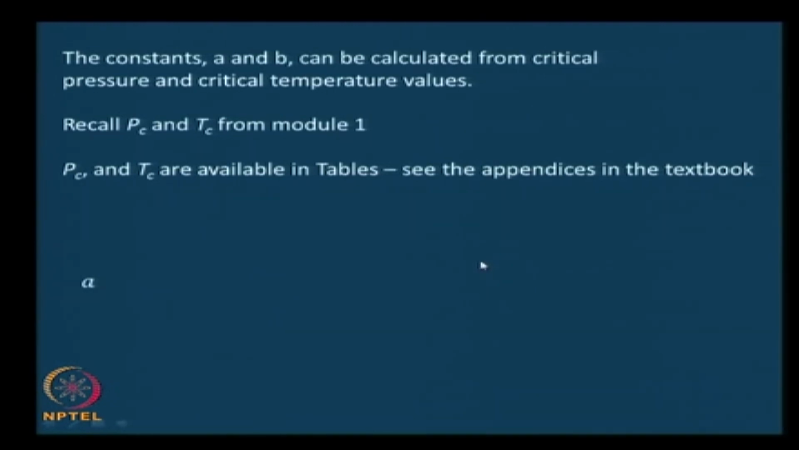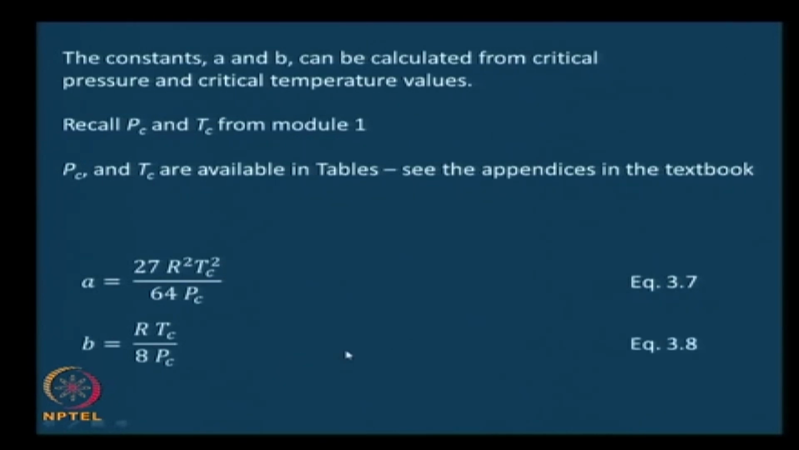Now, let me present this first. This A in the van der Waals equation can be written as 27 R squared Tc squared, where R is the gas constant and Tc is the critical temperature, divided by 64 Pc. We will call this equation 3.7, and B equals R Tc by 8 Pc, equation 3.8. Therefore, the constants A and B can be calculated from the critical pressure and the critical temperature values.